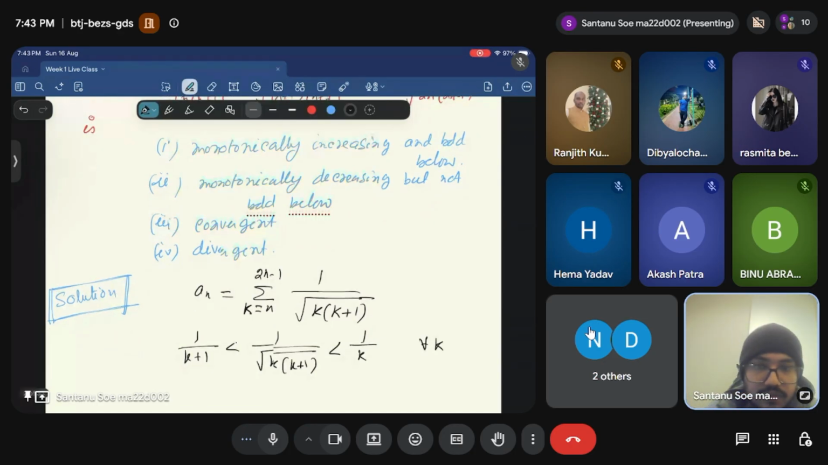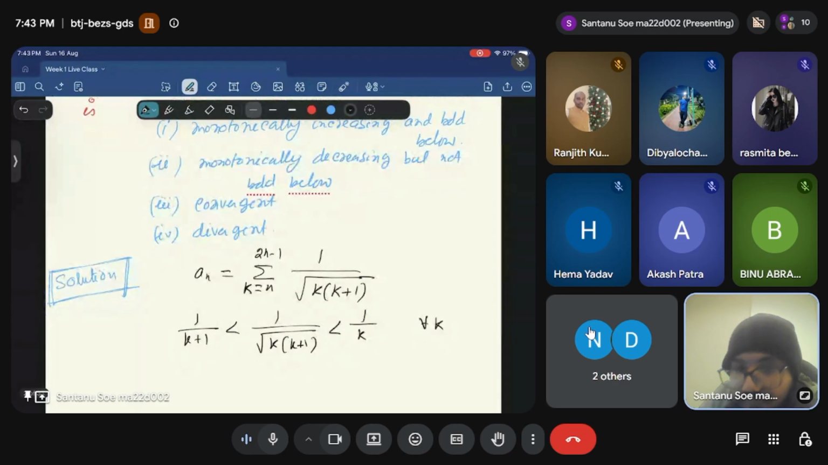Okay, before I solve this question, if you have understood this observation, then there is nothing more in the question. If you have understood this relation, then the question is solved.